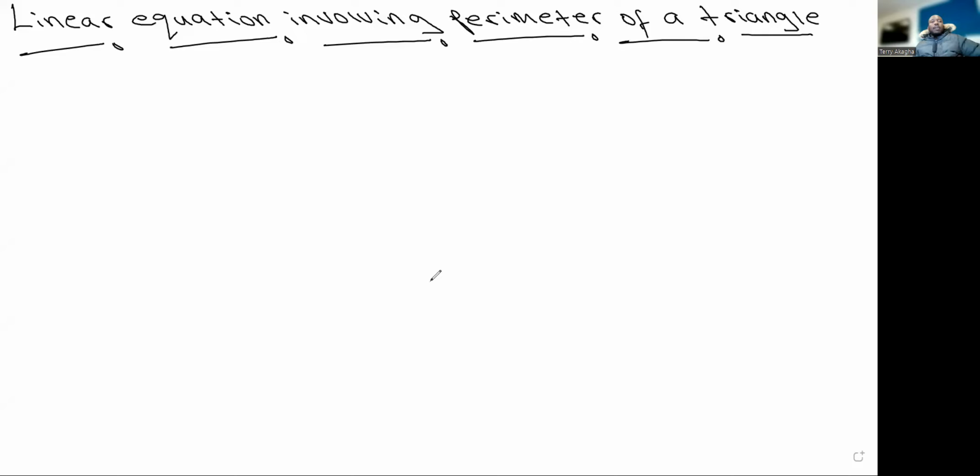So today we'll be talking about linear equation involving the perimeter of a triangle, okay? Please, it's important before you come to this video, make sure you've reviewed the previous video, like how to use the distance formula and the Pythagoras theorem. We talked about all that in the previous video. So make sure that you've watched all the previous videos, okay?